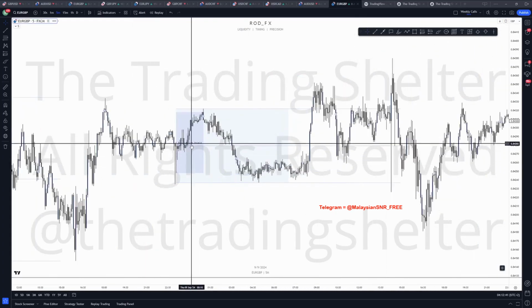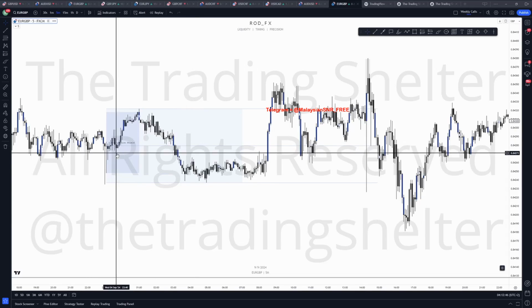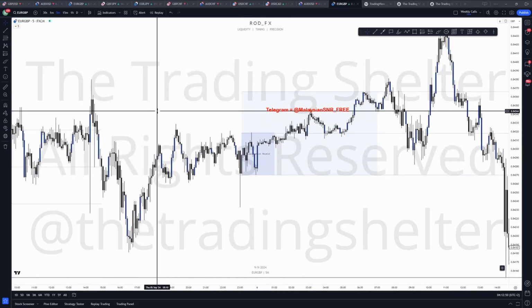Let's see here, right? Here, this made a new high. We can clearly see that nobody's entering here because at this point, probably the spread is like over 30 pips, right? It's impossible for someone to enter. Nobody has special access as a retail trader to those brokers.